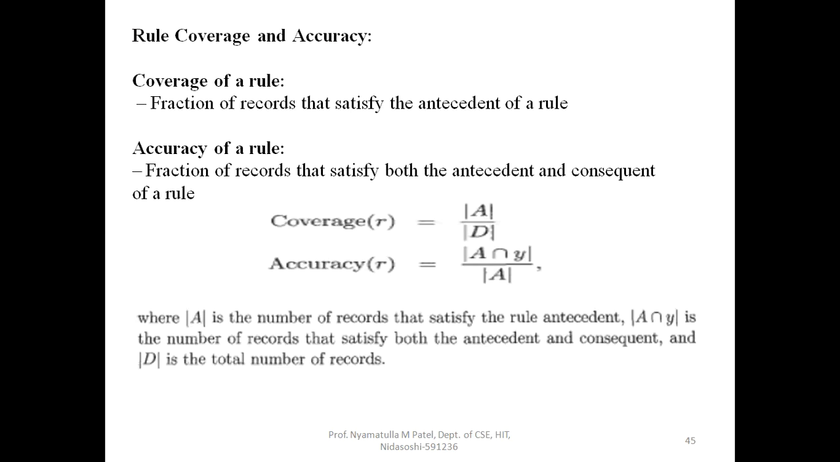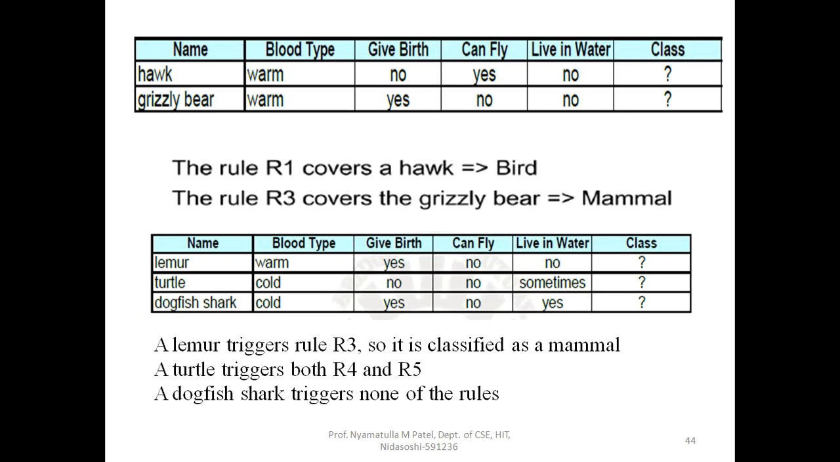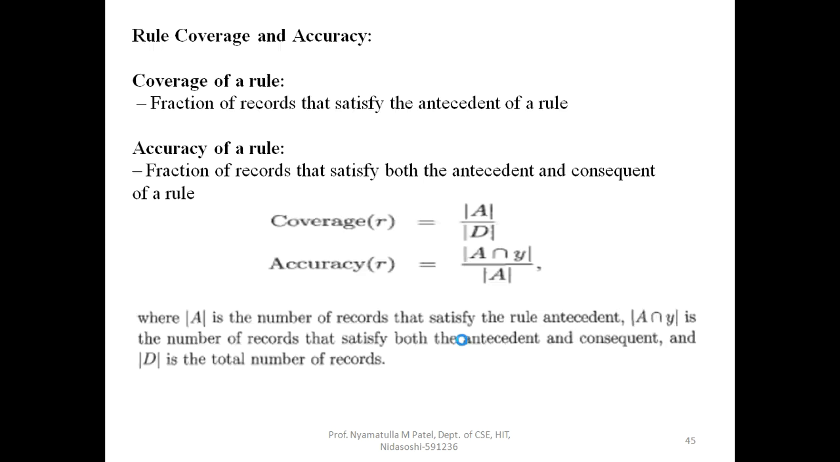Coming to how accurate this is. We have designed some 5 rules based on this table, and we are applying these rules to this type of data, and we are able to classify whether a particular thing is a bird or a mammal or an amphibian or a reptile.